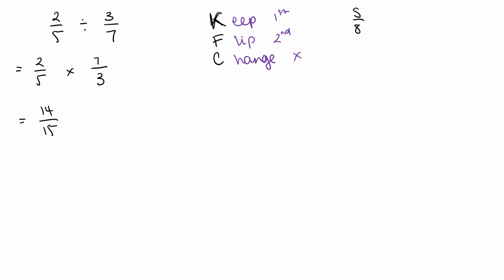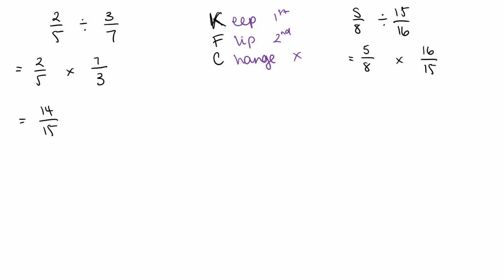Same idea with this one here. Okay, I'm going to follow the exact same rules. I'm going to keep my first fraction the same, so 5 over 8. I'm going to flip my second fraction, make it 16 over 15, and then change this to a multiplication.